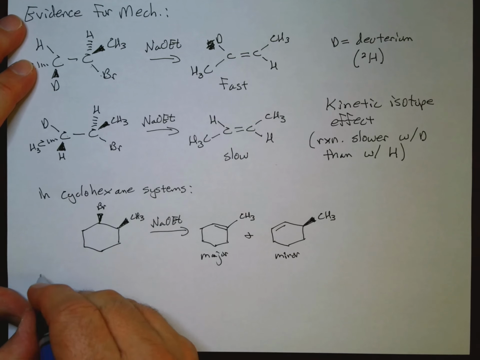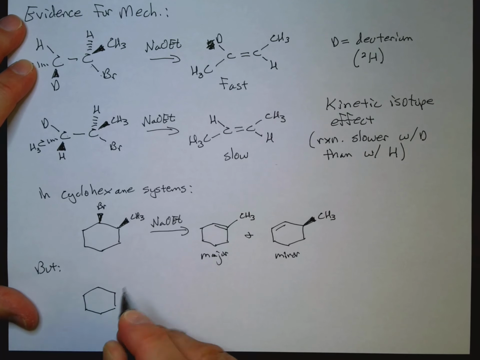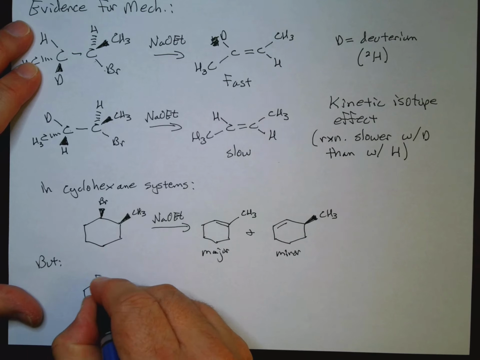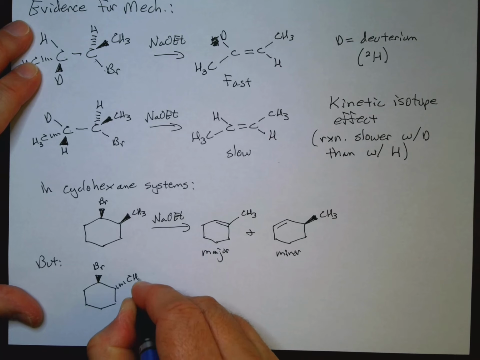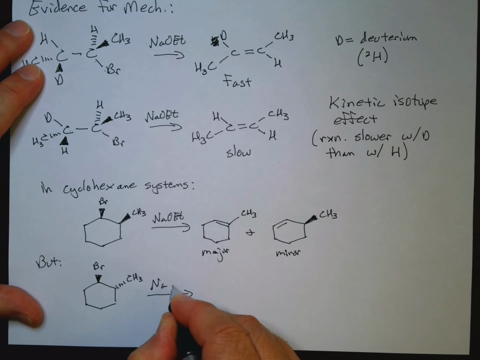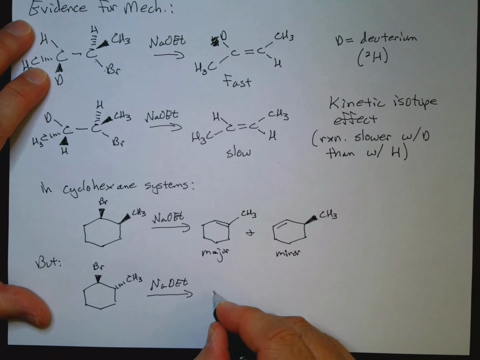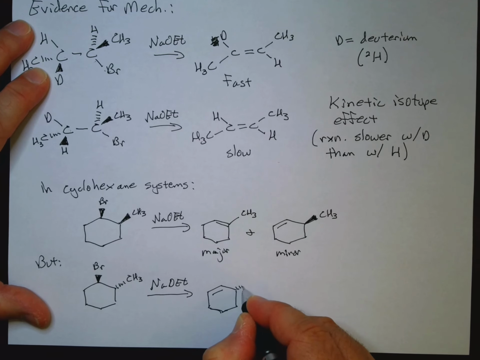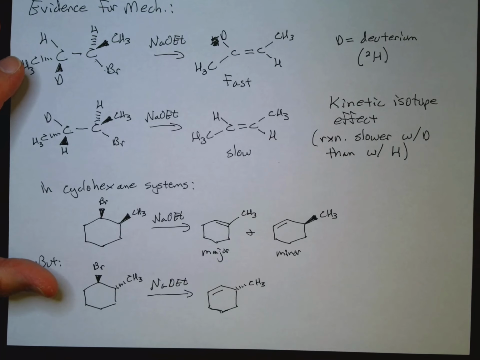But if we took the similar, we took the diastereomer there, so the only difference is the position of the methyl group. Instead of being up, it's down. We only get that product. Now, why is that?